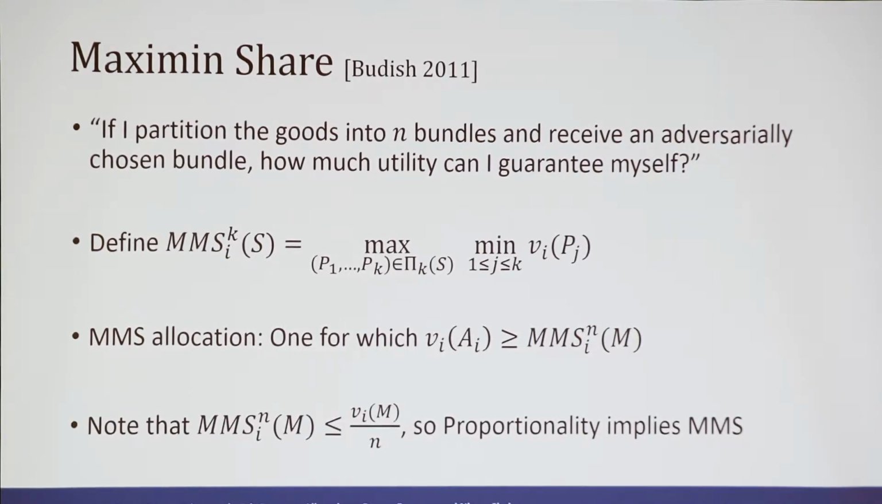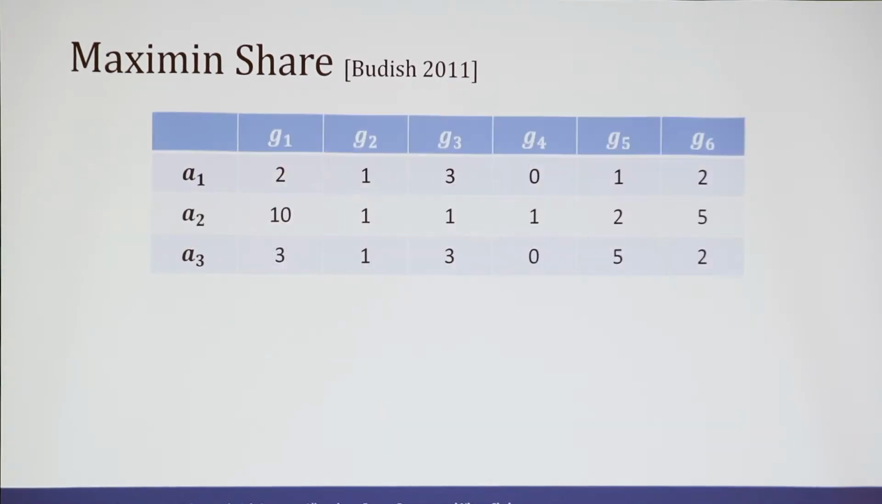Right, note that this share is strictly less than the proportionality guarantee, and that's because the very best I can do when I partition these goods is I can partition them perfectly evenly. That's the best I could possibly hope for, and I get the worst of those bundles. That would be exactly my proportional share. In most cases that you can think of, when you partition them, there's going to be some inequality between the bundles, and you're going to get the worst one, so it's going to be less than your proportional share.